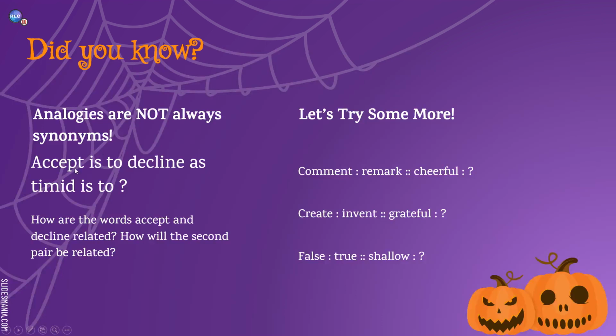So that means they mean the opposite. So if these two words are antonyms, then whatever goes with timid has to be an antonym. Accept is to decline as timid is to. So I need to come up with a word to finish this analogy, an antonym for timid. Well, we could think of brave as an example. Accept is to decline as timid is to brave. If timid means shy, then an antonym for timid would be brave. Good. All right, let's try some more over here.